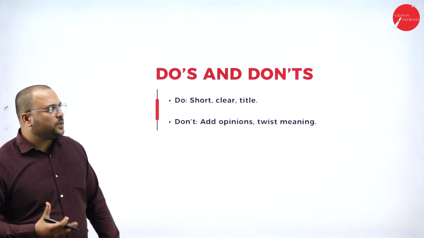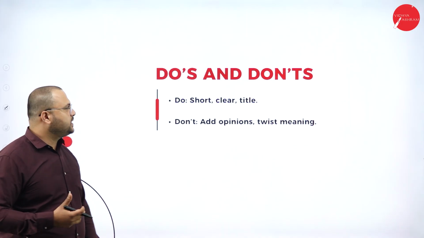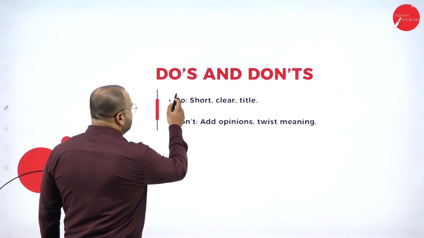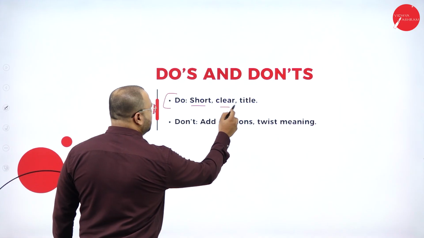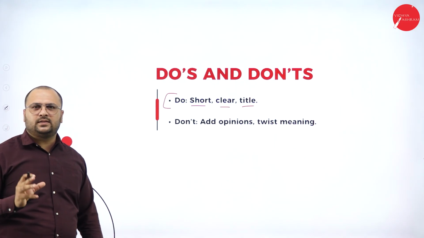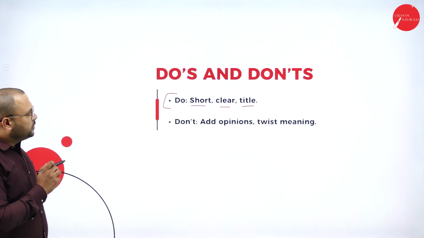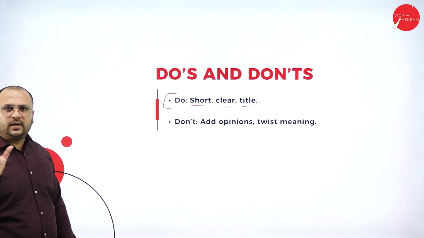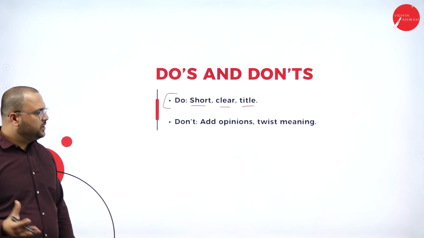Do's and don'ts in precise writing. What happens when we write the precise? Keep your precise short, clear, and with a title. When you precise the thing, you should know what the main idea is. Then you should make it short and write it in a clear way, not confusing the main idea.